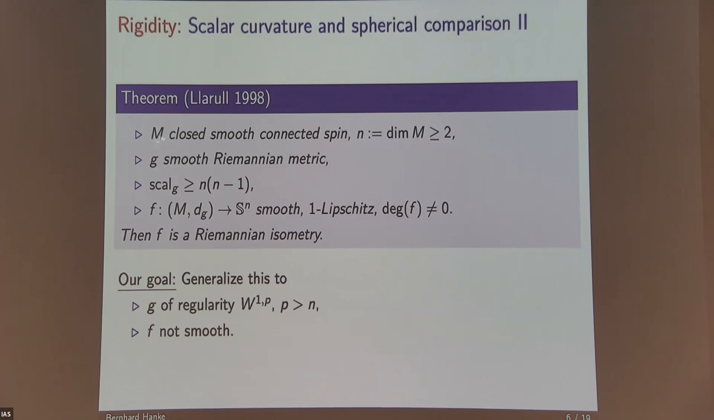So let's take M to be a closed, smooth, connected spin manifold of dimension at least 2. Let's take a smooth Riemannian metric on M and assume that the scalar curvature is bounded below by the scalar curvature of the n-sphere. Now we take a smooth map f from M to the standard round n-sphere, which is one-Lipschitz with respect to the induced Riemannian distance. And we assume that the degree of f is different from 0. Then f is a Riemannian isometry. One possibility would be to take M equal to the n-sphere with another metric which satisfies this property and just take the identity. This was the example from the previous slide.